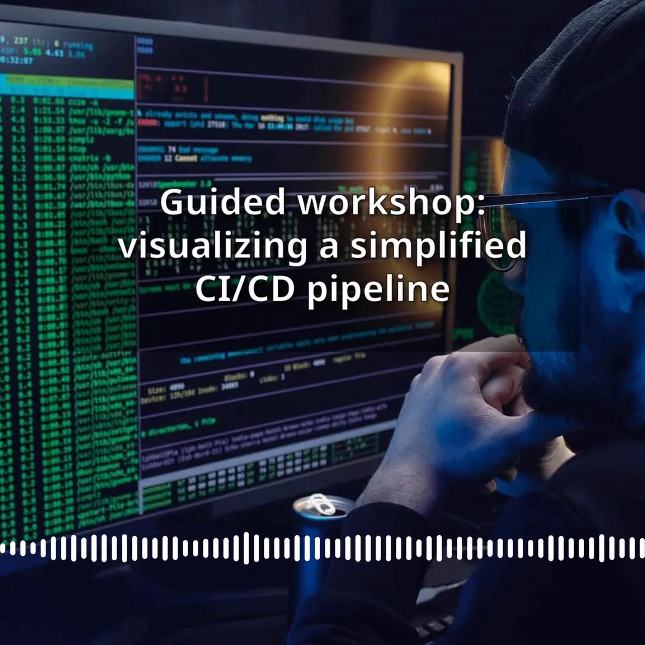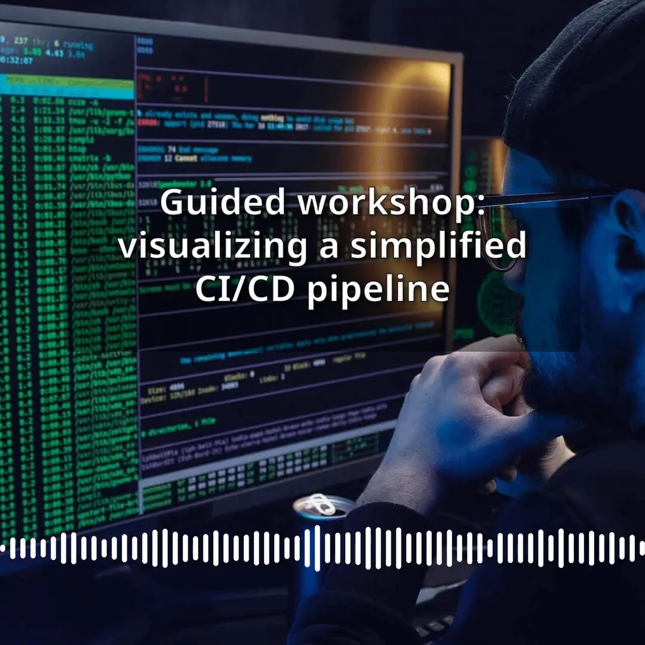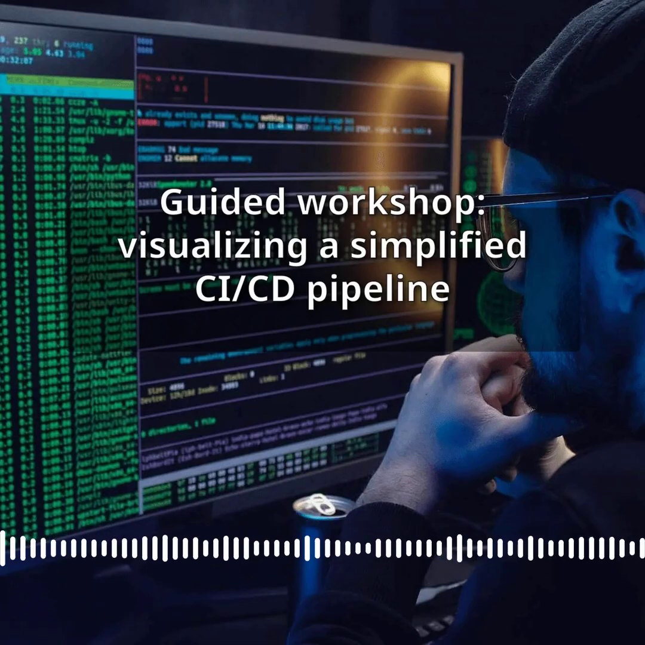Each stage acts as a gate. If a stage fails, the pipeline stops and the team is alerted. This is exactly where DevSecOps enters the picture. Security checks, SAST, DAST, SCA, are embedded inside the pipeline rather than bolted on at the end.